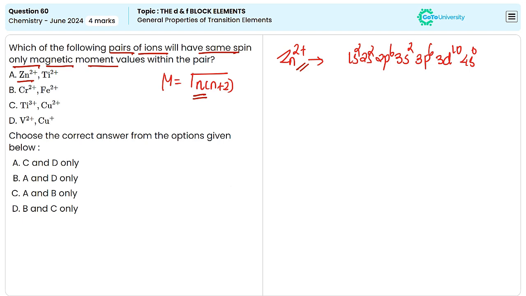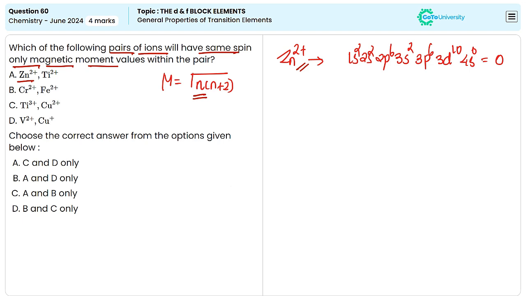Here the d subshell has 10 electrons. In the d subshell we can see 5 orbitals. So d10 configuration means all the electrons are paired. So the n value will be 0. Now we can calculate the mu value, that is the spin only magnetic moment, which is equal to 0.